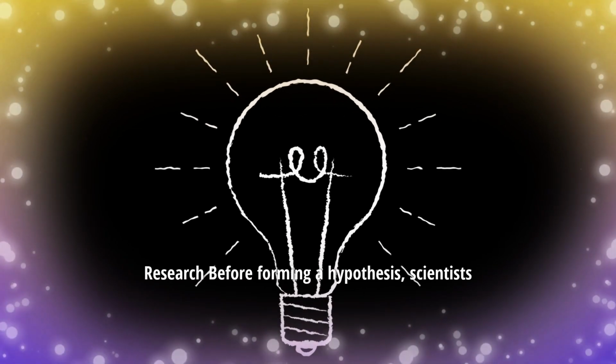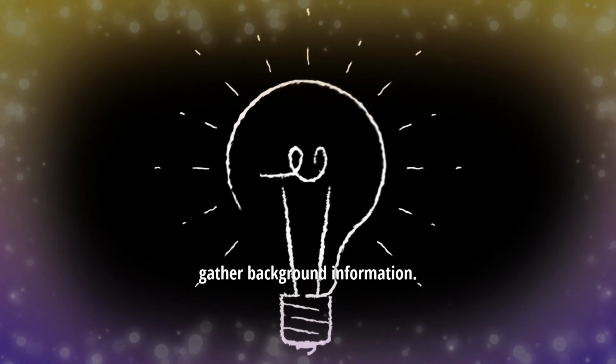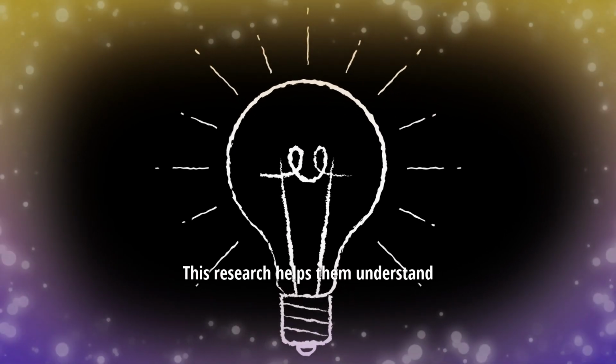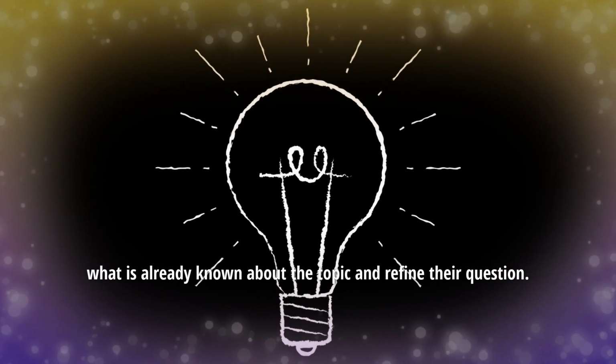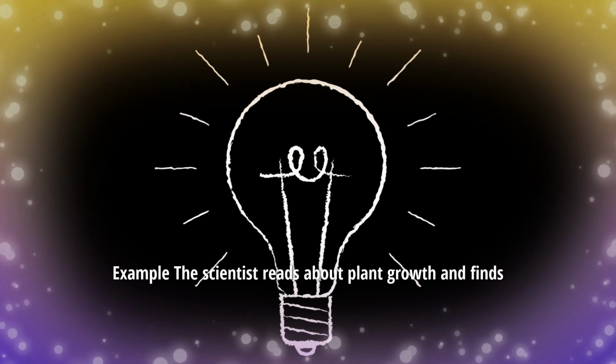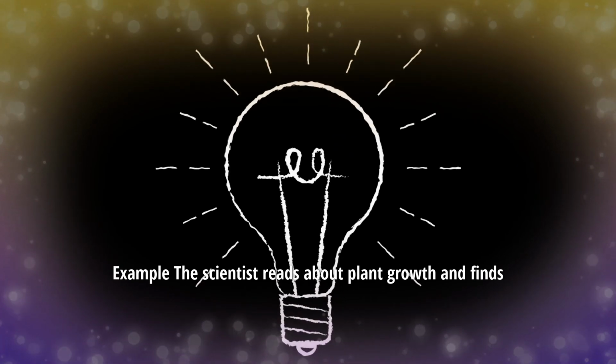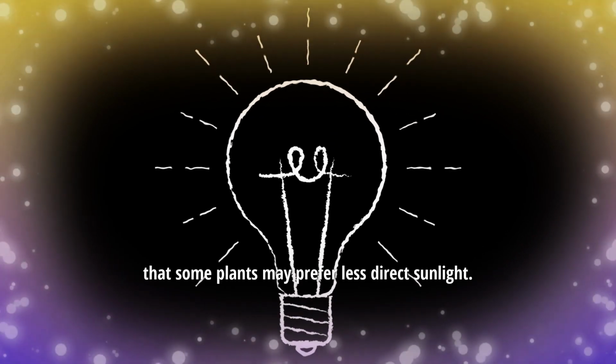Research. Before forming a hypothesis, scientists gather background information. This research helps them understand what is already known about the topic and refine their question. Example: the scientist reads about plant growth and finds that some plants may prefer less direct sunlight.